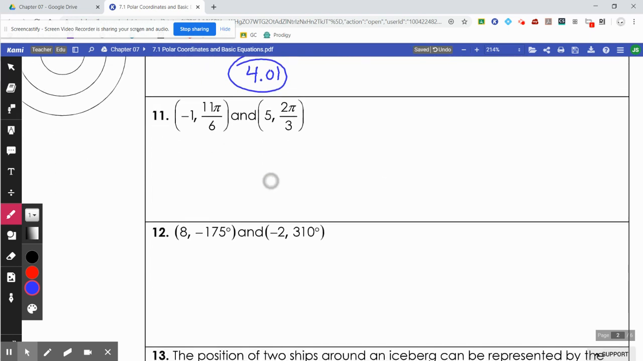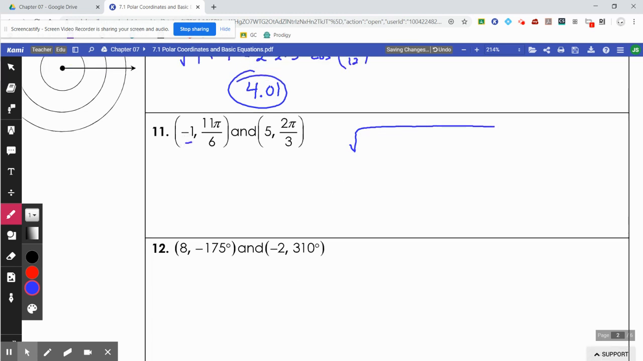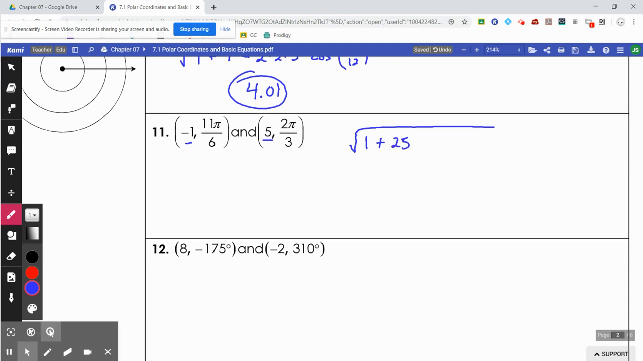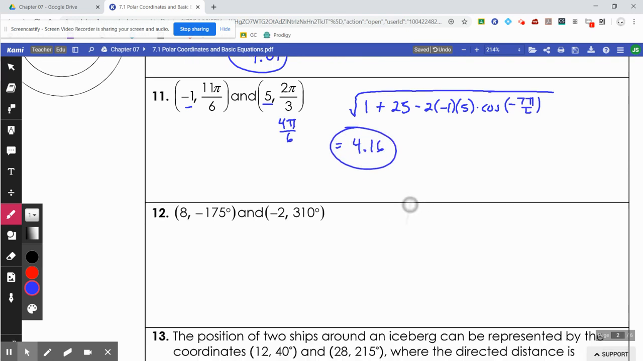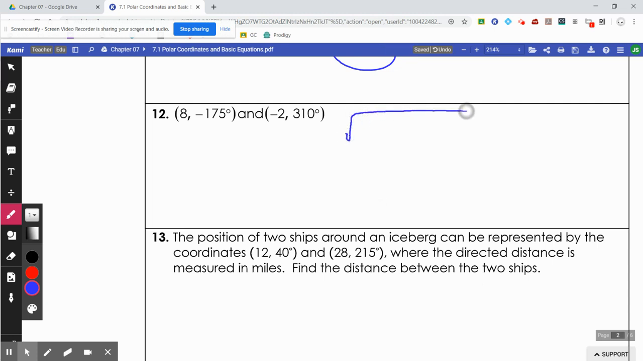The next one, let's do it again. The distance is equal to the square root of R1 squared, which would be 1, plus R2 squared, which would be 25, minus 2 times R1 times R2 times the cosine of theta 2 minus theta 1. So let's go ahead and do that. 4 pi over 6 minus 11 pi over 6 gives me a negative 7 pi over 6. And again, the rest of it is calculator work, and you're going to get about 4.16. And again, just a reminder, here's your formula one more time if you need to write it down.